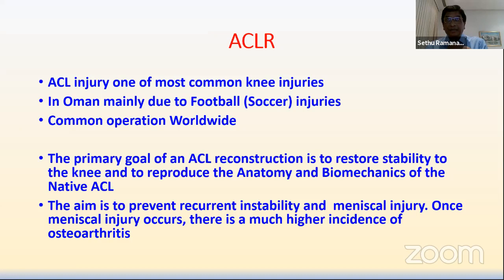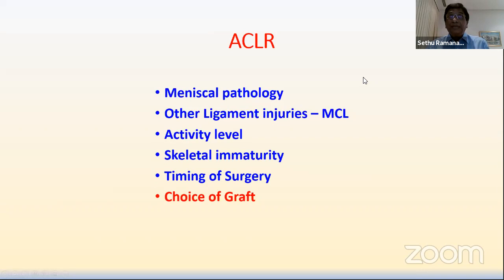Just looking at some of the factors that go along with the ACL injury, I just mentioned the meniscal pathology. ACL injuries can occur with other ligament injuries, either single or multiple. The MCL is a very commonly injured ligament along with the ACL, and fortunately, most of the time, that can be treated non-operatively. You need to know about the activity level of the patient, and I think this would go a long way in choosing the type of surgery you would like to do for him or her.